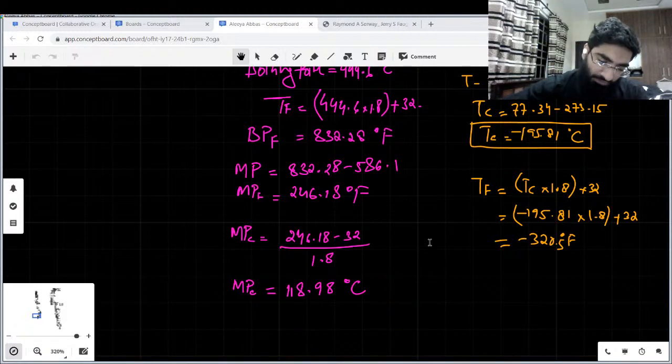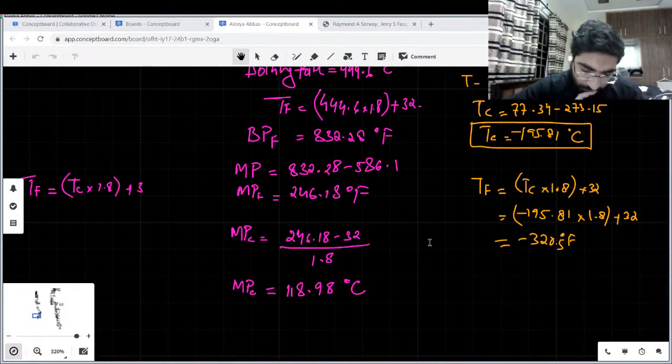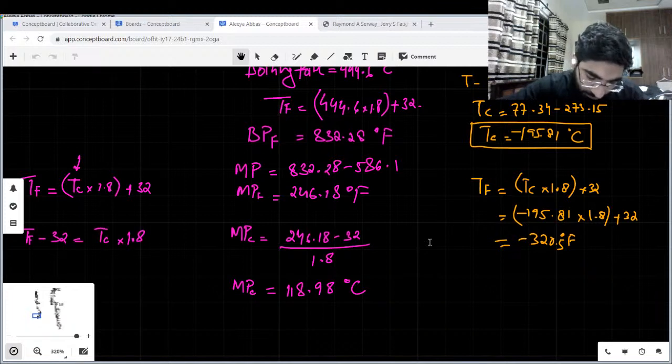The reason is that if I have to calculate temperature in Fahrenheit, what I do is I take the temperature in centigrade, multiply it by 1.8, and then add 32. So if I make the temperature in degrees centigrade the subject, I'll have to deduct 32 from both sides. So it will become TF minus 32 is equal to temperature in centigrade into 1.8. And then I divide both sides by 1.8. So it becomes temperature in Fahrenheit minus 32, whole divided by 1.8, is equal to temperature in degrees centigrade.